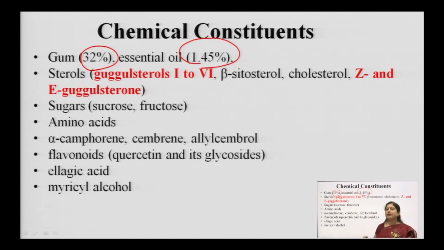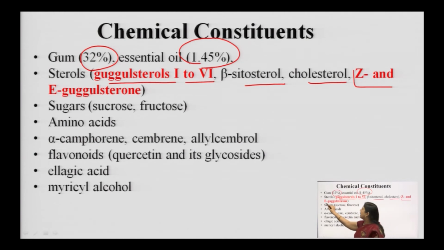The main sterols which are present are Guggul sterols 1, 2, 4 and beta cytosterol is there, cholesterol is there, and the most important ingredients are the guggulosterones in the form of E and Z, which are the geometrical isomers. So, Z and E are what? They are the geometrical isomers. So, we have Guggul sterols 1 to 6, beta cytosterol, cholesterol and Z and E guggulosterone.